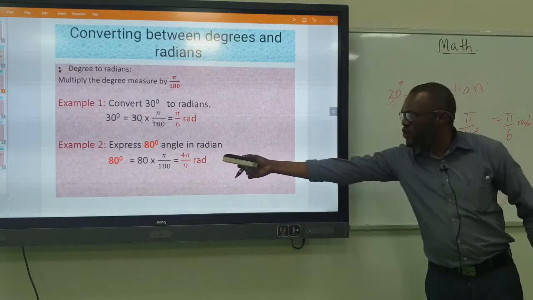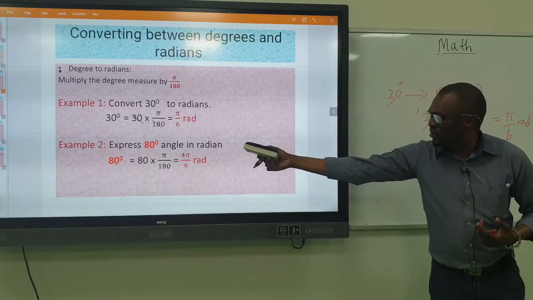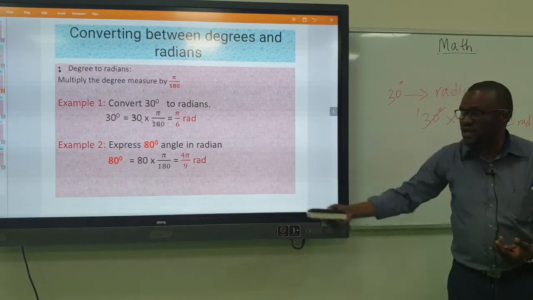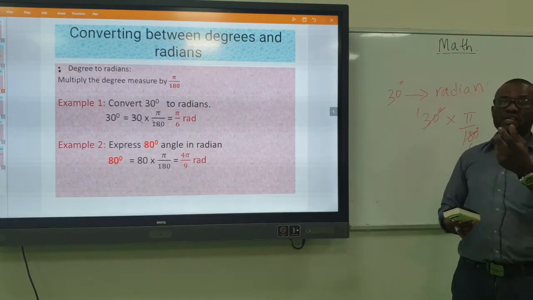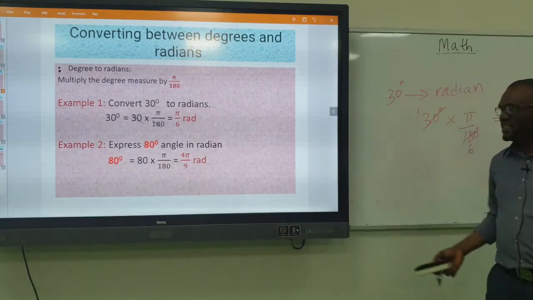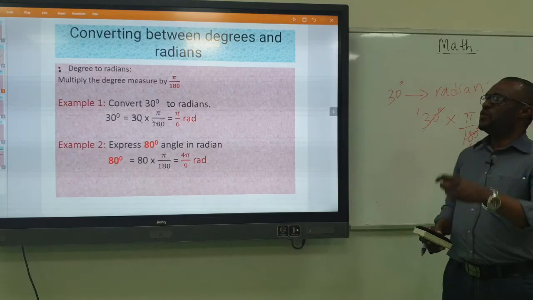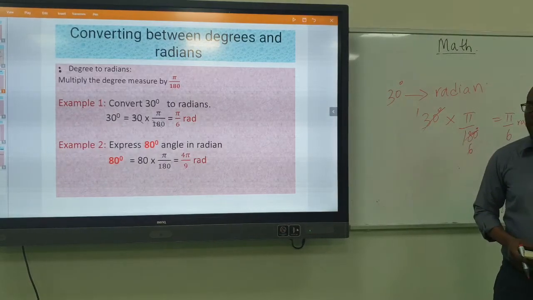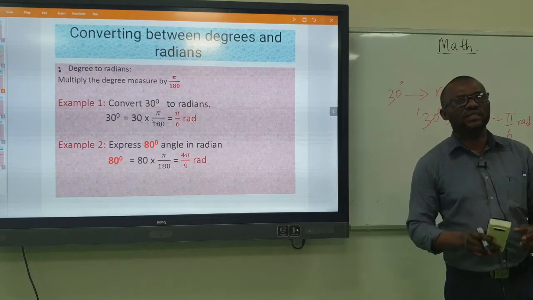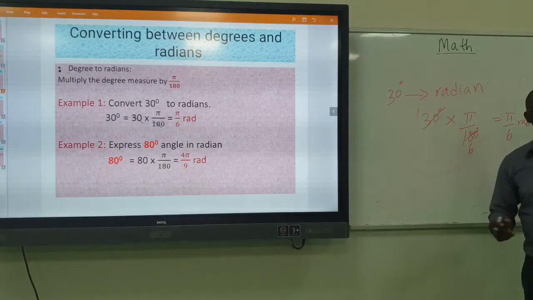If you leave your answer as 4 pi over 9 radians, it is correct, and if you take it to decimal using your calculator, it's the same thing. It doesn't make any difference. So in summary, when you are converting from degrees to radians, you only multiply the degrees by pi over 180.